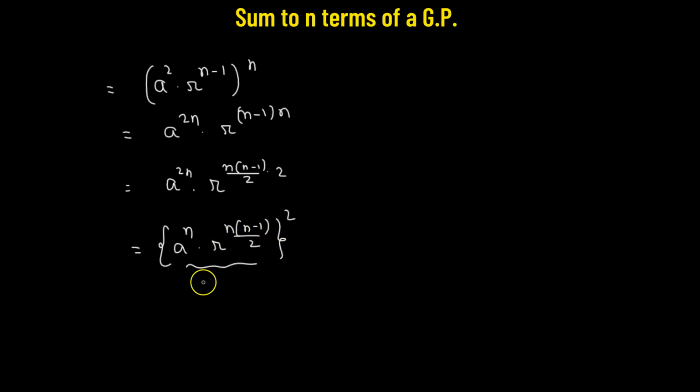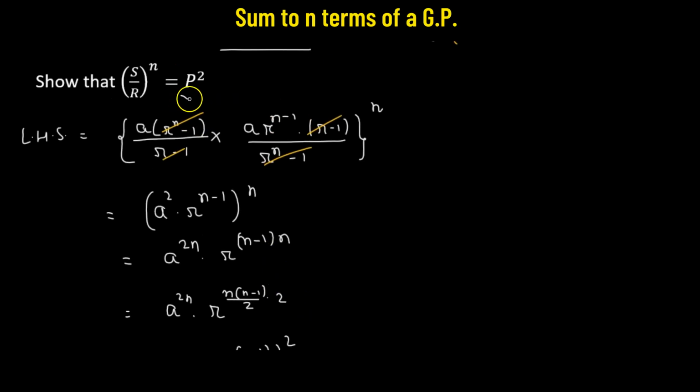And we've already obtained the value within the parentheses, so that value is P. So we have P squared. This is the right hand side. Hence we have successfully shown that this expression is true: (S over R) raised to the power of n equals P squared.